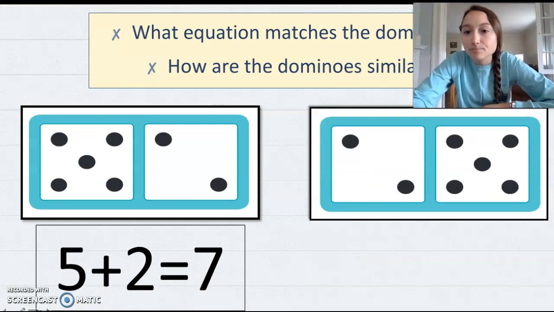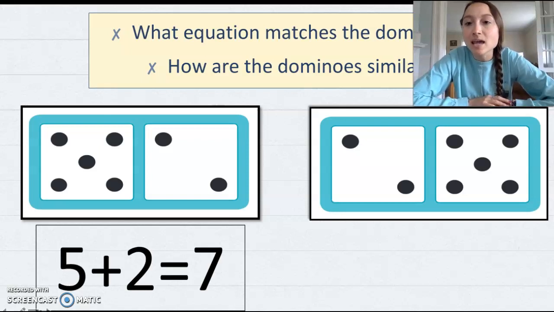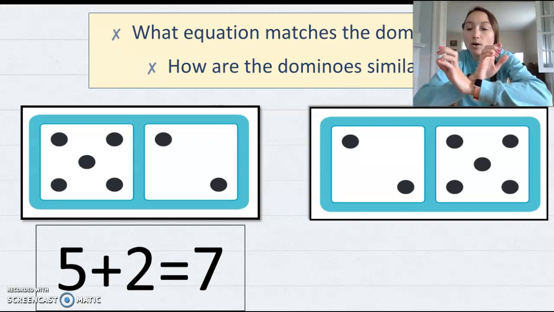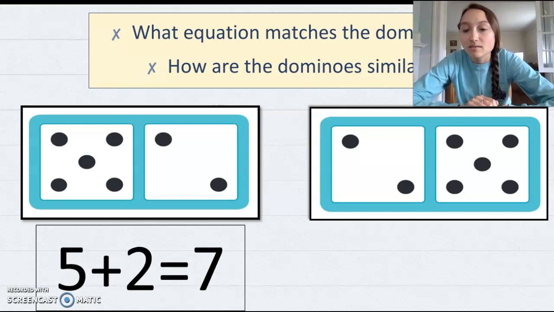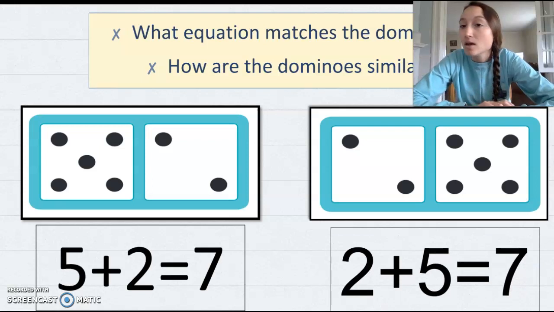Take a look at this domino. What do you notice is the same? What do you notice is different? Well, the two groups have the same numbers, 5 and 2. They've simply switched places or turned around. How would I write an equation to match? Well, instead of saying 5 plus 2 equals 7, now I would say 2 plus 5 equals 7. The total has not changed. I have just simply turned around my two add-ins.